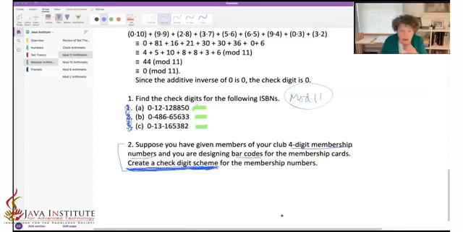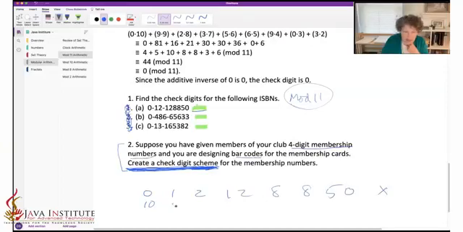Okay, I'm not sure I was clear. What has to happen is that it's not that this is the sum of the other ones. It's when you put this one in, you end up with 0. So in other words, 0 times 10, 0, 1, 2, 1, 2, 8, 8, 5, oh, and here's the check digit X. 10, 9, 8, 7, 6, 5, 4, 3, 2, 1. When we do these multiplications, these add up to 0.